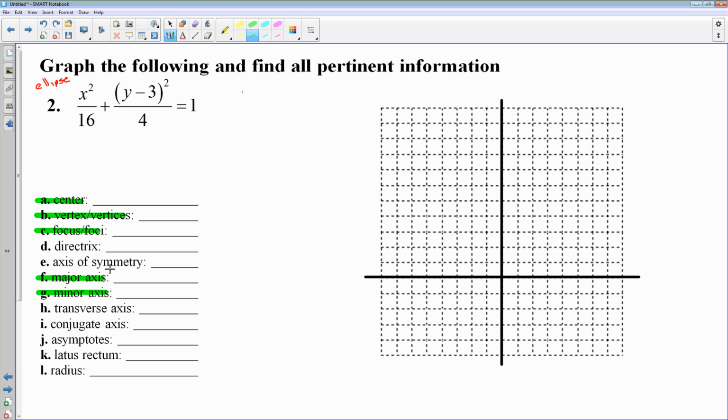Some of you random people on the internet may realize and say, hey, an ellipse does have a directrix, but we're not going to answer it in my class. So there you go, because I'm a lousy teacher. Take that, Math League of America.